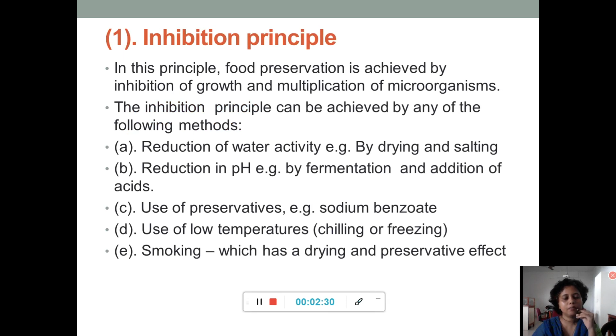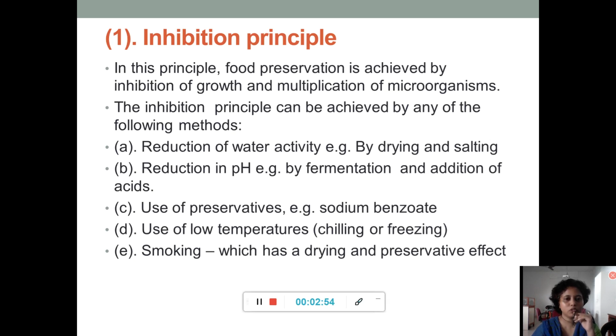The inhibition of the microbes in its growth parameters can be applied by different methods. Either by reducing the water activity. You know what is water activity? The water activity is the amount of water which is needed for the growth of the microbes in the food. So by reducing the water activity, you can inhibit its growth. And some of the techniques which help in this are drying or salting.